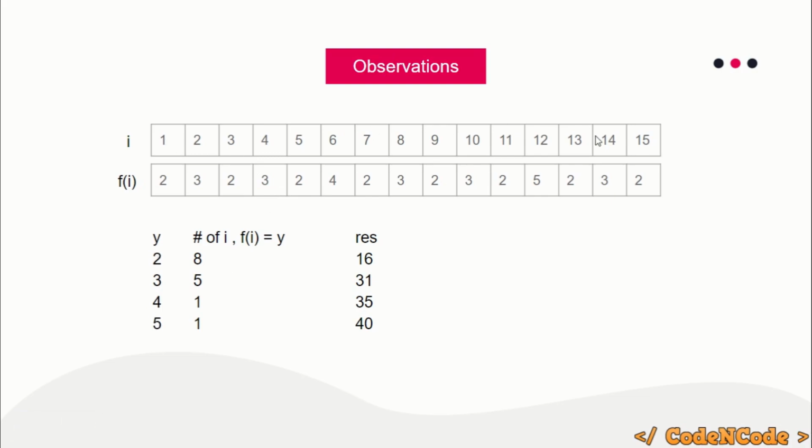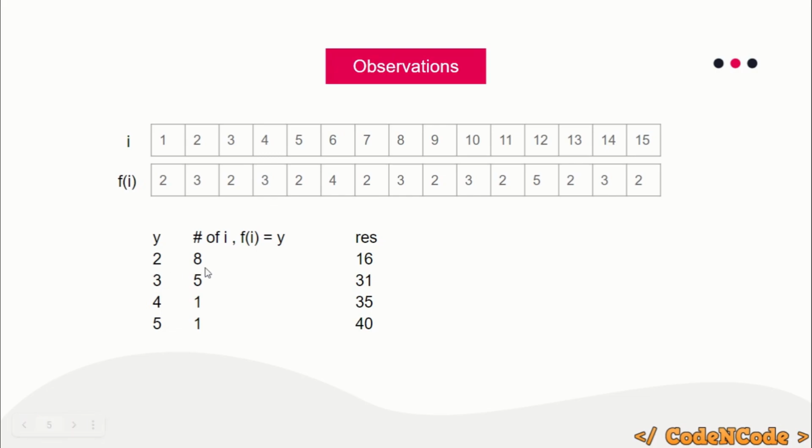Okay, now there should be 2 or 3 questions in your mind. First, for a given y, how do I evaluate how many integers are there in the given valid range such that f of i is equal to y, right? First question, very important question. The second question is how do you know where we have to stop, right? The answer to this you can think of yourself. For a given y, if the count of i such that f of i is equal to y is 0, you can stop there, right?